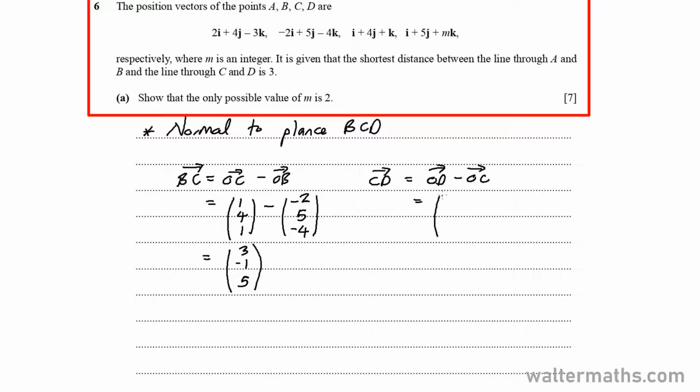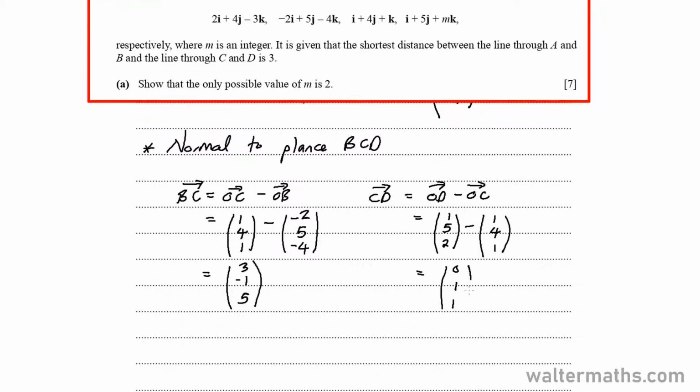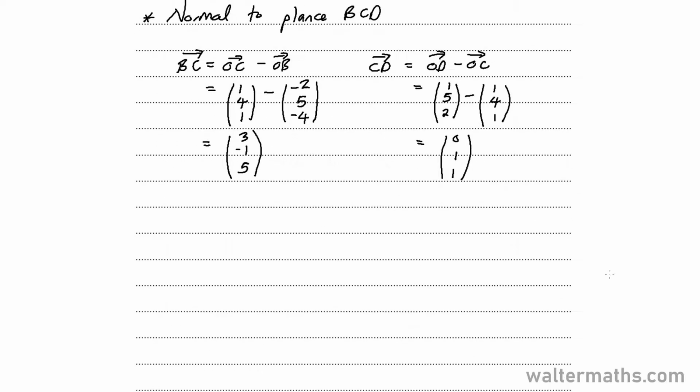Then for CD, that's OD minus OC. So OD is 1, 5, 2, and minus OC, which is 1, 4, 1. So 1 minus 1 is 0, 5 minus 4 is 1, and 2 minus 1 comes out as 1. So now we can find BC cross multiplying vector CD. Now BC is the vector 3, minus 1, 5, and it's cross multiplying 0, 1, 1.